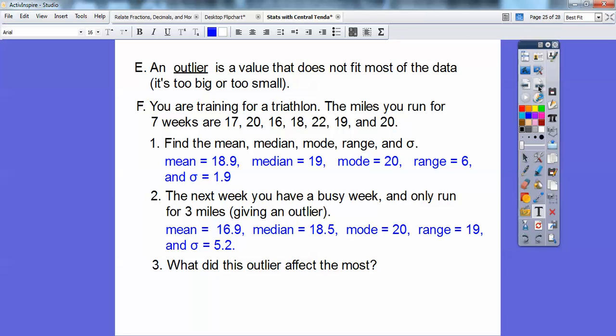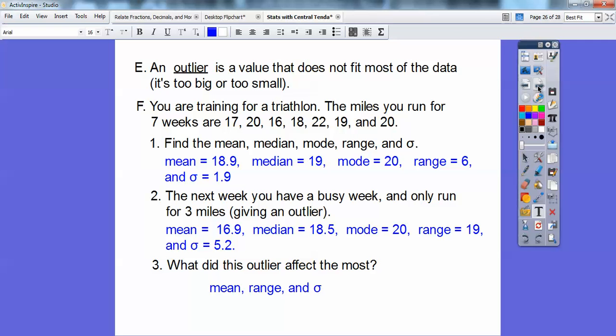Okay, so what did the outlier affect the most? Look at the means. The means went from 18.9 to 16.9. The median, well, that only changed by 0.5. The mode didn't change at all. Look at the range. The range changed by 13. And the standard deviation was pretty substantial also. So to me, I'm saying it changed the mean, the range, and the standard deviation of all of that.